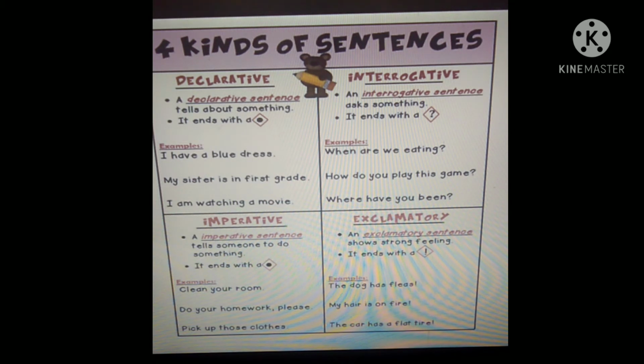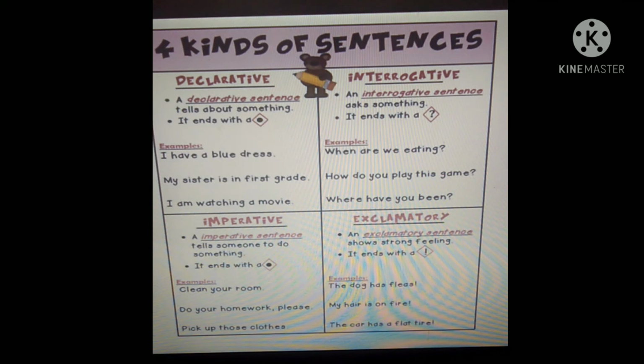Coming to the third kind, that is imperative sentences. We have already just studied about it. Imperative sentences are those that express a command, an order, an advice or a request. These sentences also end with a full stop. Example, clean your room. Do your homework, please.